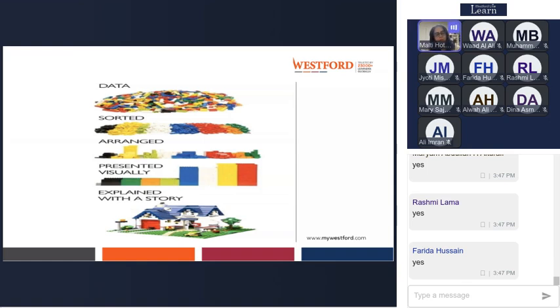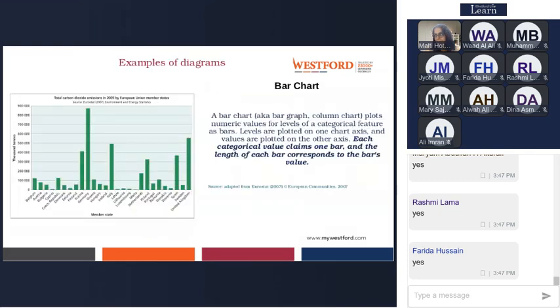So what you will do first is clean the data, then arrange the data into numbers chronologically and according to the research paper. Then you will present them visually, like descriptive analysis, and then explain them with a story. That is how data is analyzed.